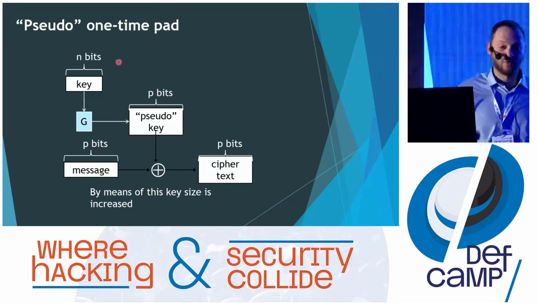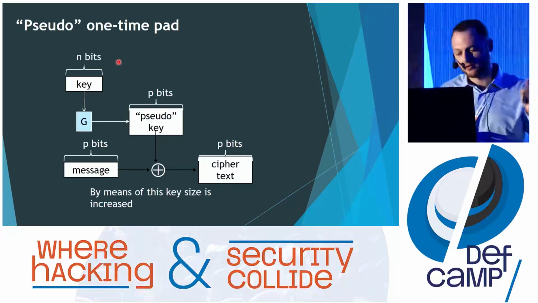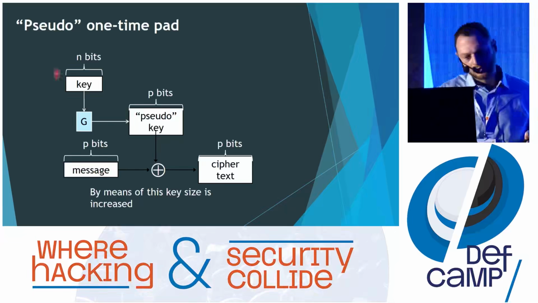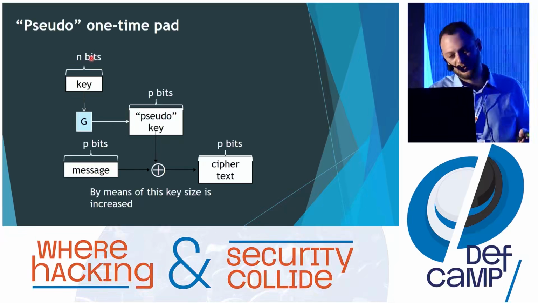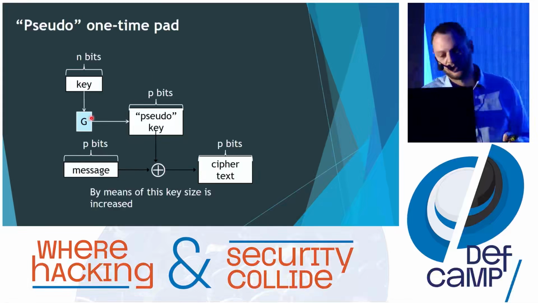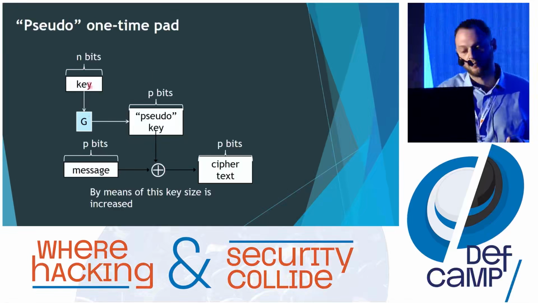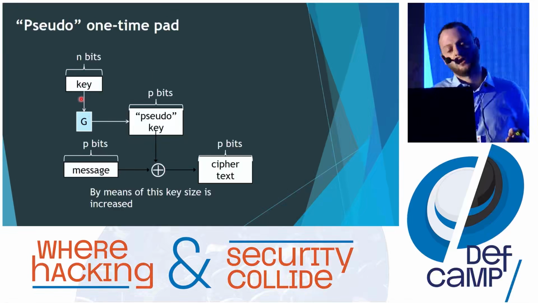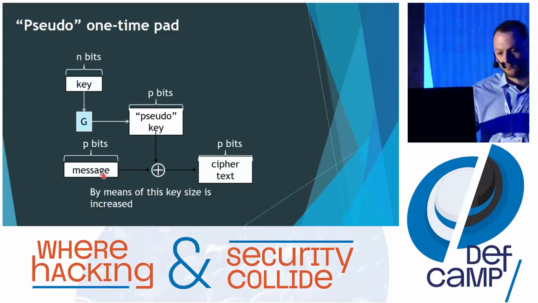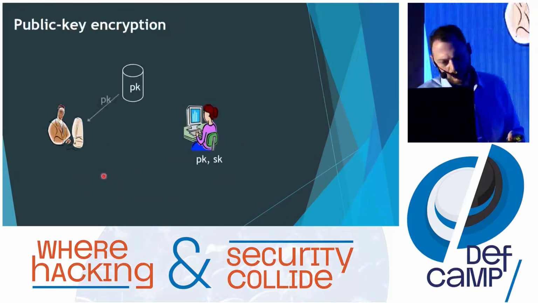In this case, we will no longer have perfect secrecy, but we will still have security, a different one, computational one. So here the key has n bits, the message has p bits, where p is much more than n. We apply the pseudo-random number generator to the n-bit key, and afterwards we XOR the message with the pseudo key and get a p-bit ciphertext. Okay, very good.